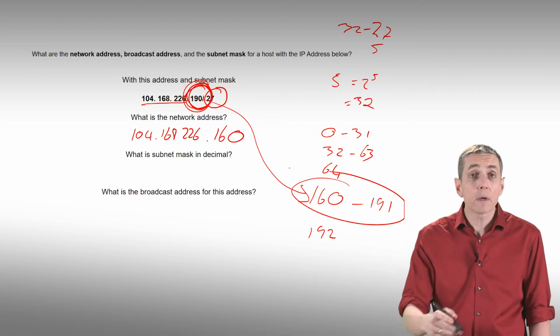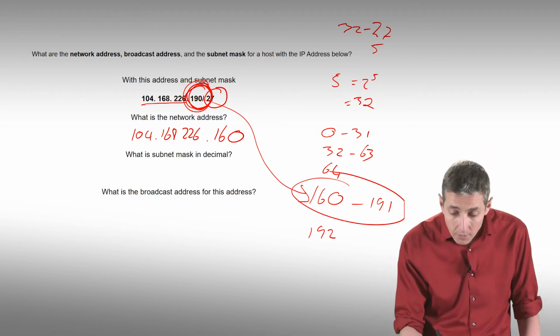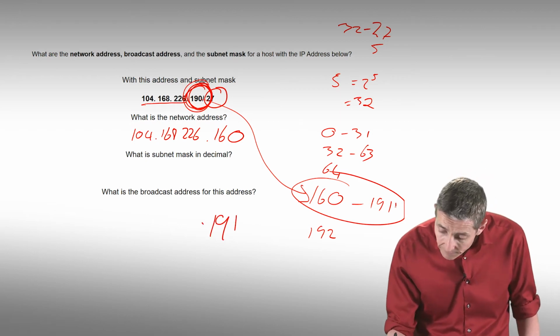Okay? Let's jump to the broadcast address. This one is easy, right off the bat. It's going to be a .191. That value right there.